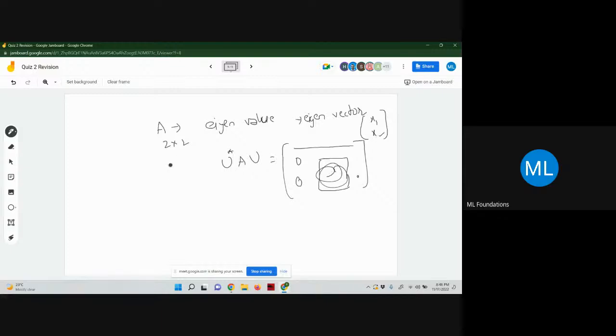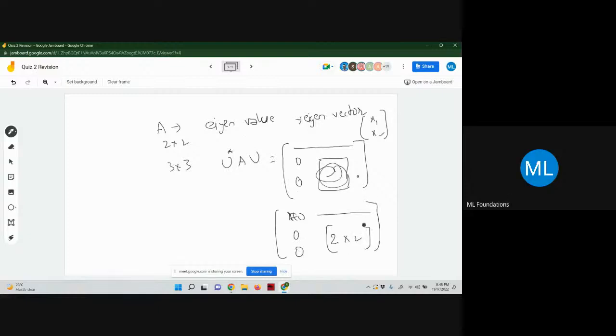But let's say you have a 3x3 matrix. Then you can find one eigenvalue and the corresponding eigenvector. Using one eigenvector, you need to find a unitary matrix. So if you do this U star A, then you're going to reduce this to a 2x2 matrix. Here, all these values are going to be non-zero, and these are going to be zeros, and this is going to be some 2x2 matrix.